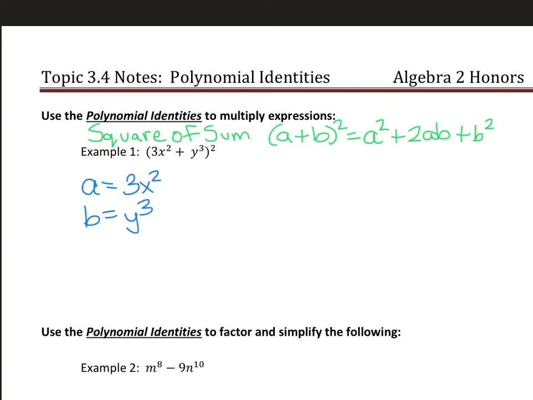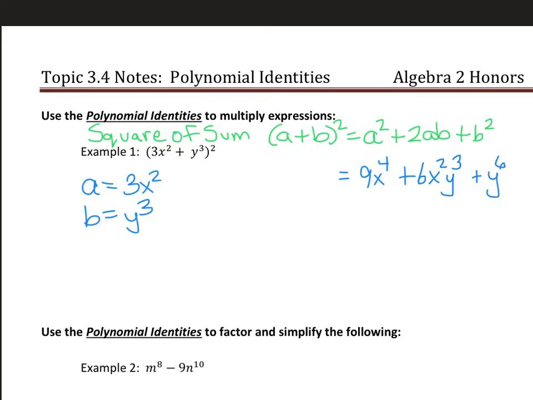So we're going to substitute this in, and we have a squared, 3x squared squared is going to be 9x to the 4th power, plus twice their product. So their product here is 3x squared y cubed. If I take twice that product, I will have 6x squared y cubed. And then finally, y cubed squared is going to be y to the 6th power.